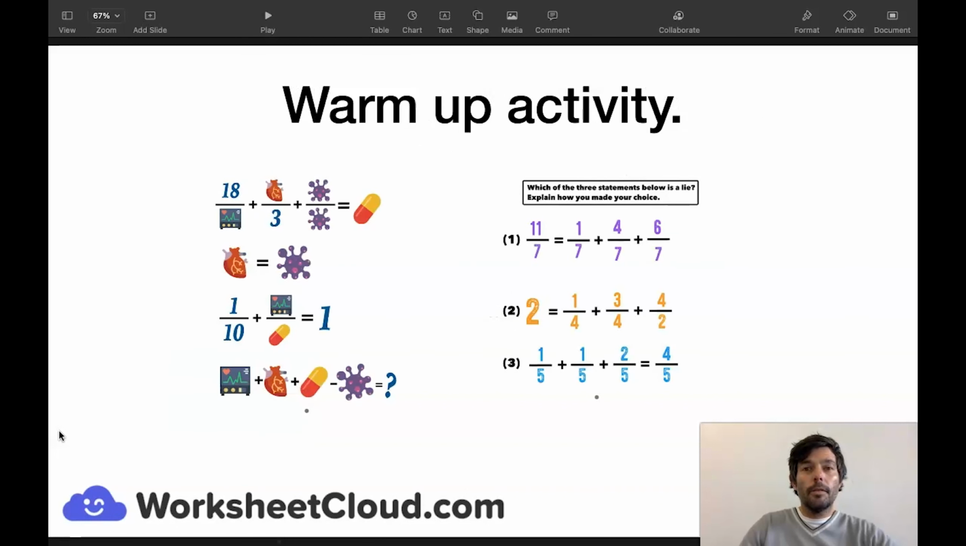Okay, so I've got two activities for you today. The first one on the left, you need to tell me what the value of each symbol is. And then on the right, there are three statements, one of which is a lie. You need to tell me which one is a lie and why. I'd like you to press pause, work through the two activities slowly. There's no rush. Use a pencil and paper, check your work, and then press play to see how you guys get on.